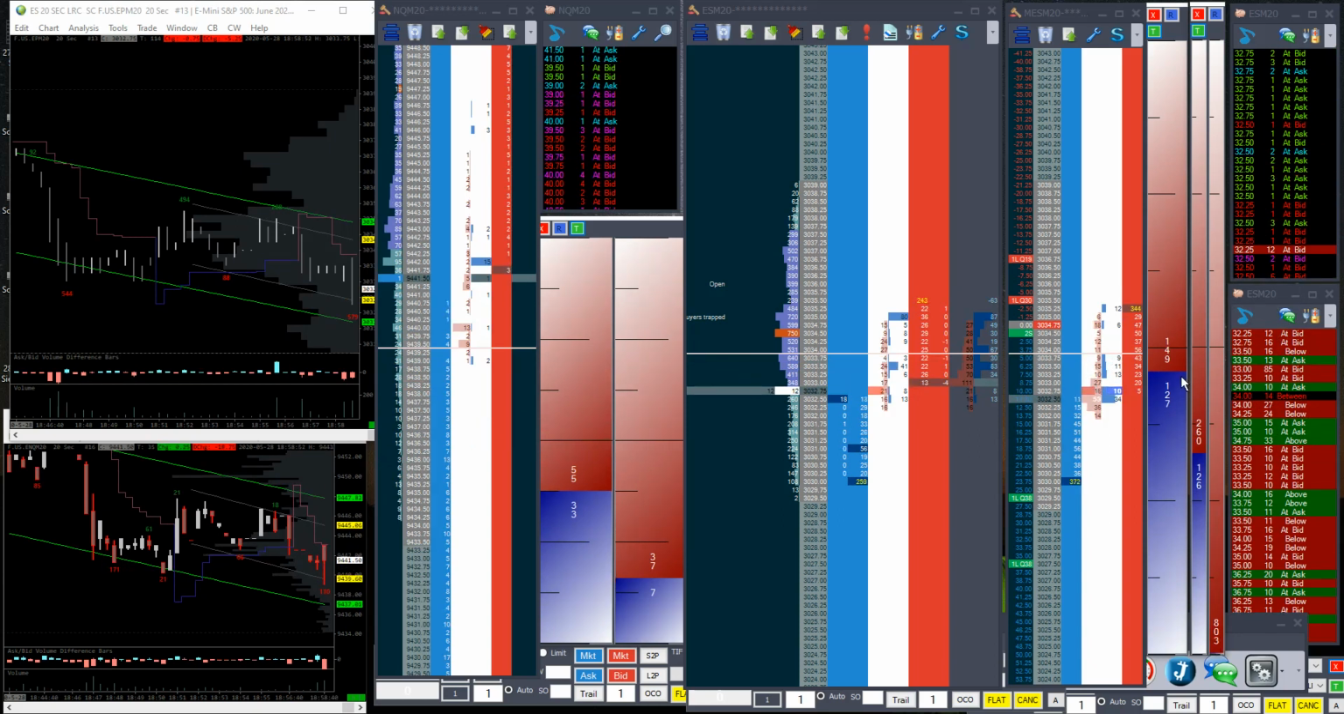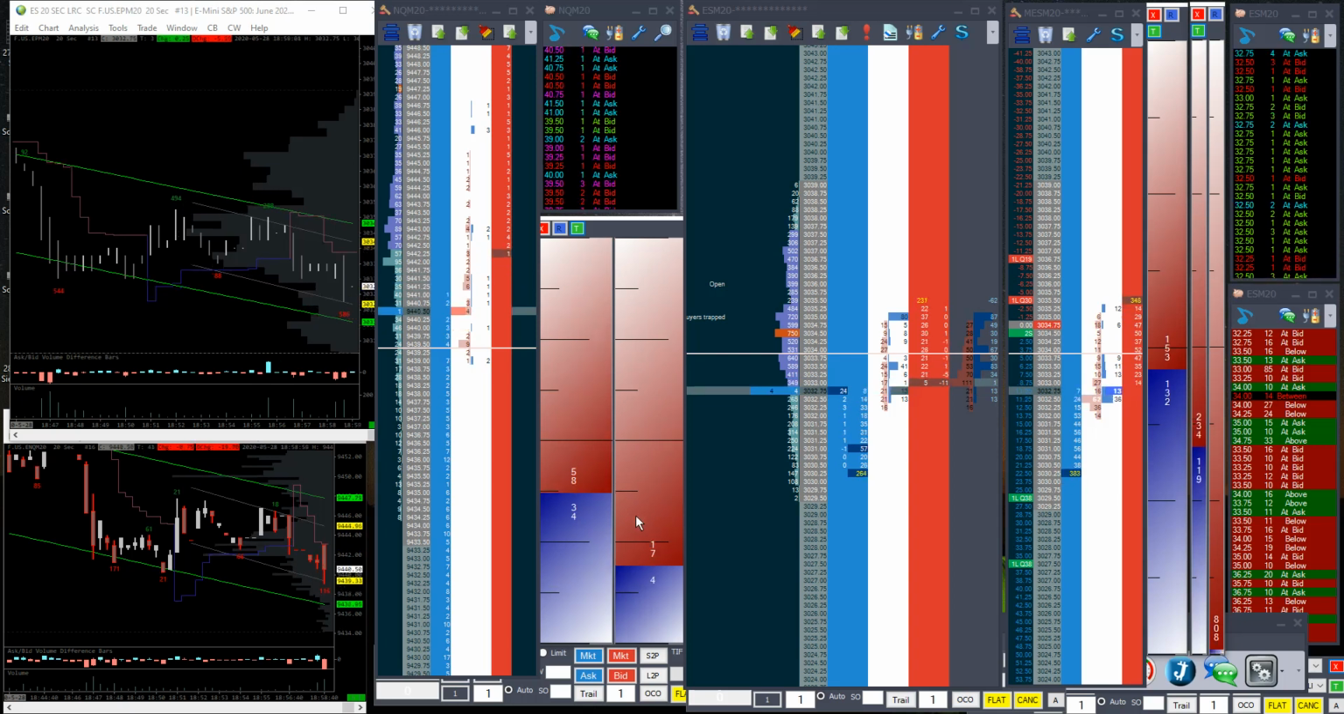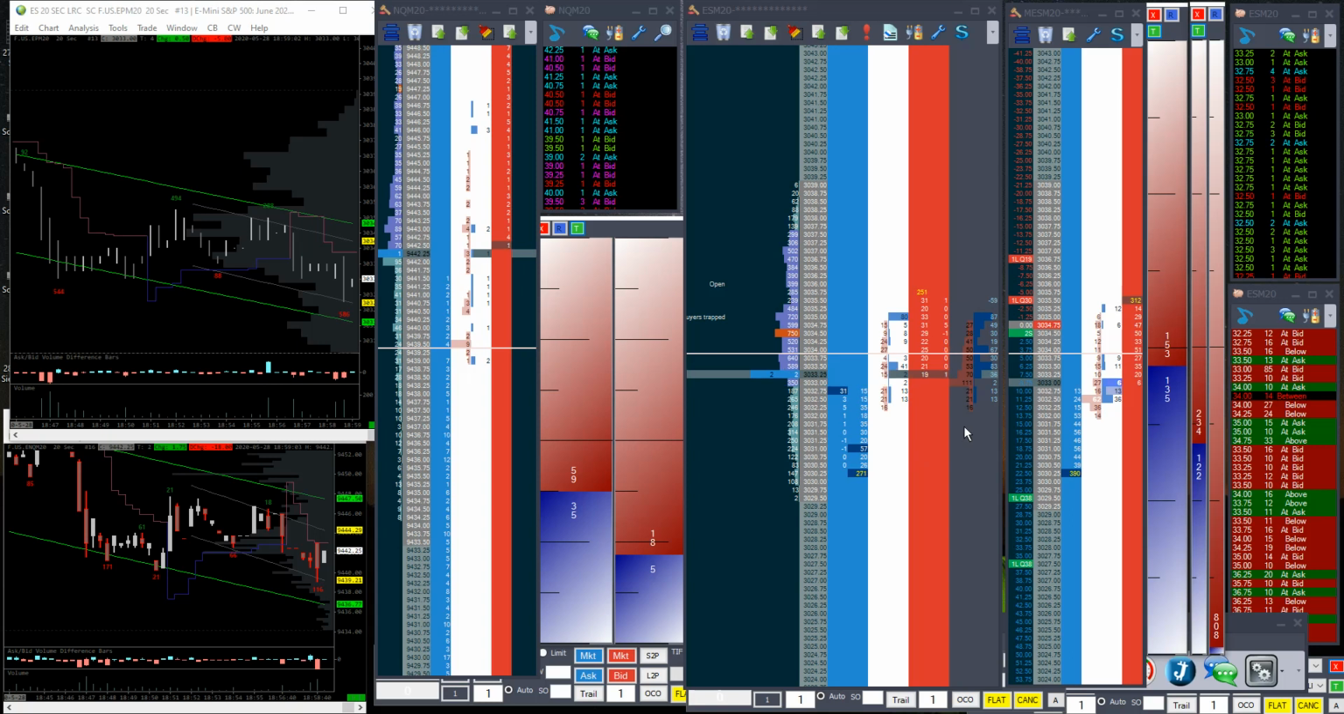Again, all this is customizable. You could customize things here, and you could look at what you want and what works for your trading, and that's pretty much it.